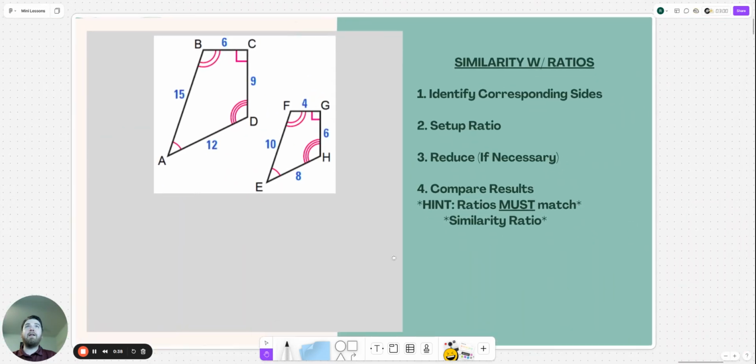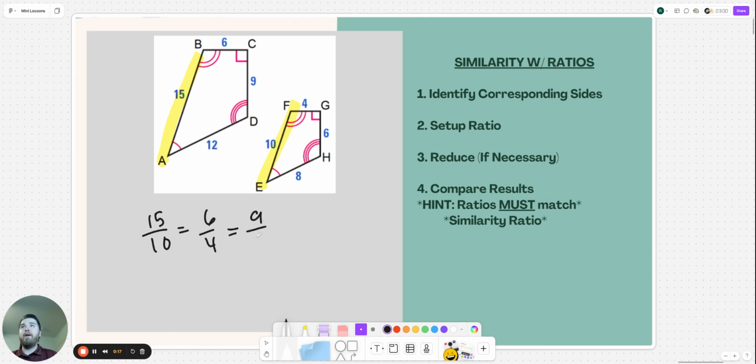All right, last but not least here, similarity with that. So again, what we've got here is we're going to identify corresponding sides. And so I've got 15 and 10. Those are going to be similar. And so to be able to find these all out, I'm not going to highlight all of them, but I'm going to go 15 over 10. And I'm just going to go left to right, 6 over 4, 9 over 6, and then 12 over 8. If I reduce those down, 15 over 10 is 3 halves. 6 over 4 is 3 halves, 3 halves, and 3 halves. All the ratios must match. That's the similarity ratio. So we would say, yes, they're similar.